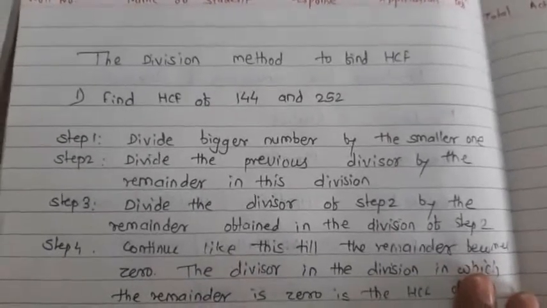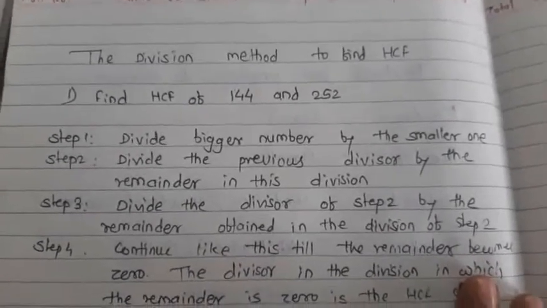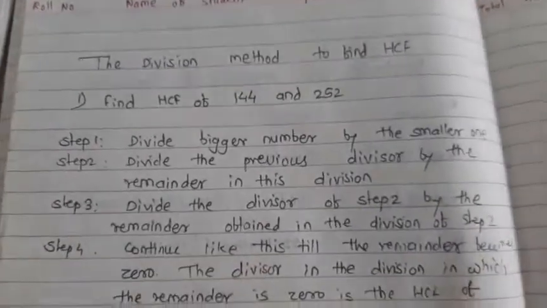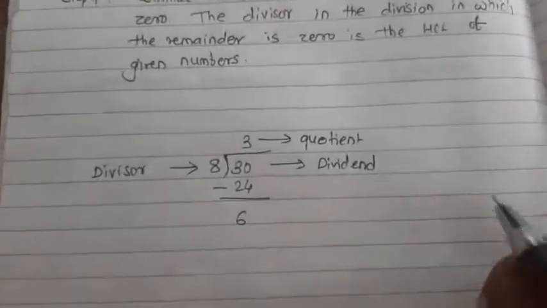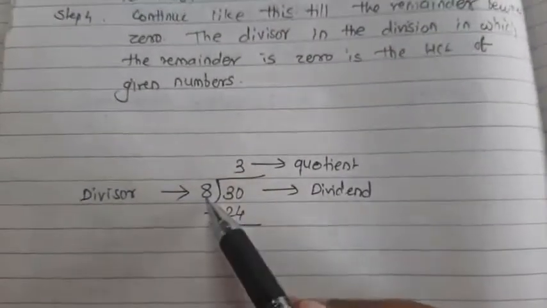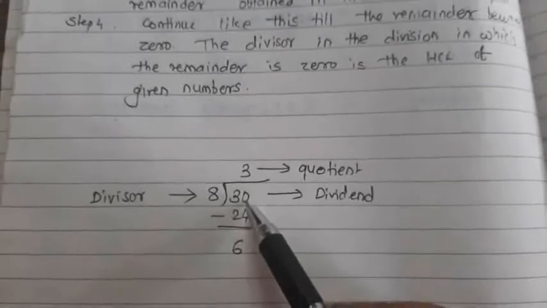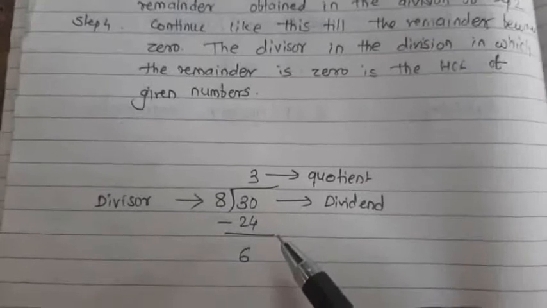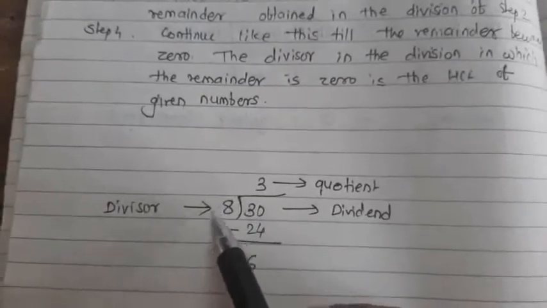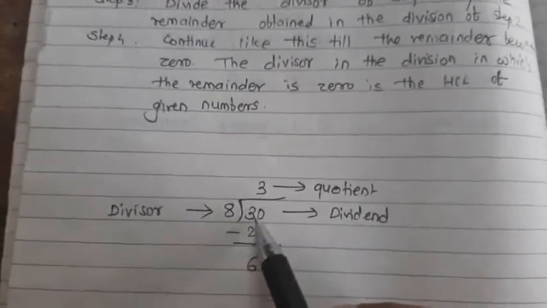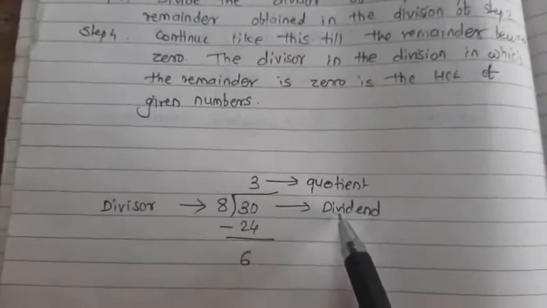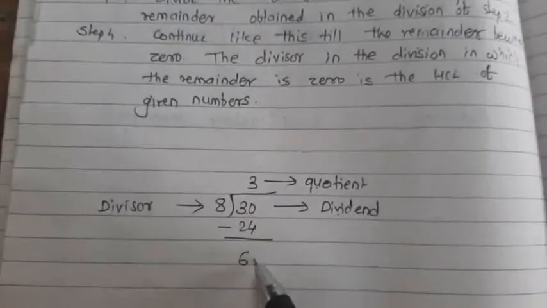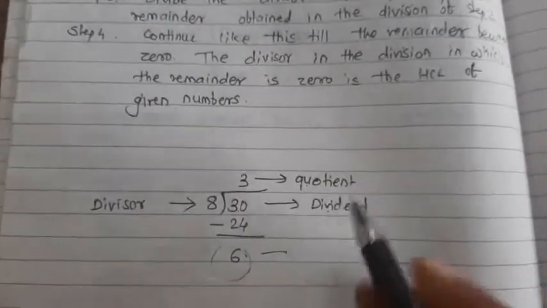Before starting with this method, let us see which terms we use while doing a division operation. For example, consider 30 divided by 8. This division operation we have carried here. Here 8 is called the divisor, 30 is called the dividend, 3 is called the quotient, and the remainder is 6. So this is the remainder.